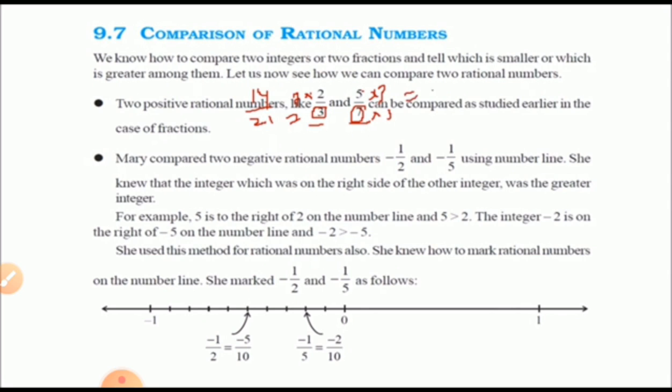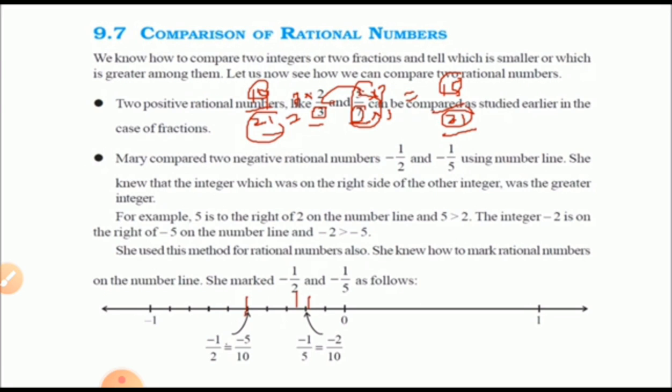We have to make the denominators equal. What is the LCM of the denominators 3 and 7? It is 21. So multiply 7 with the first number and 3 with the second number. Now you have 14 upon 21 and 15 upon 21. 7 2s are 14 and 5 3s are 15.